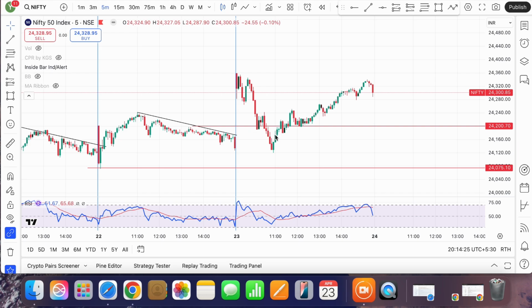I got out somewhere around here, right? The second leg, the quantity that I added, did not give much returns, but overall, yeah, it was a good trade. So this was the only trade that I took in the morning. I was done before 11.